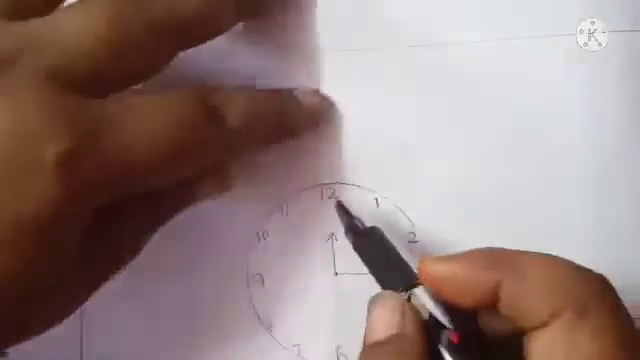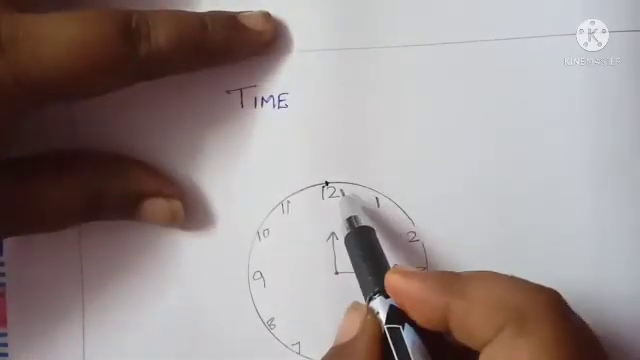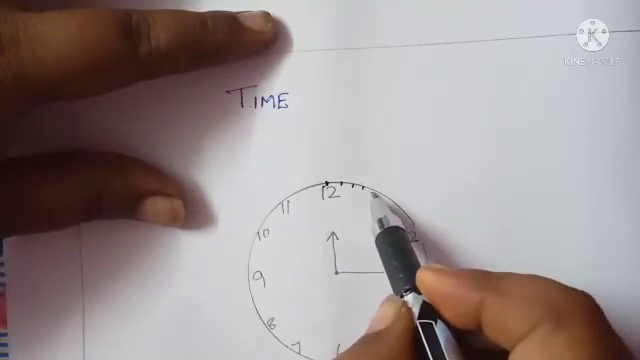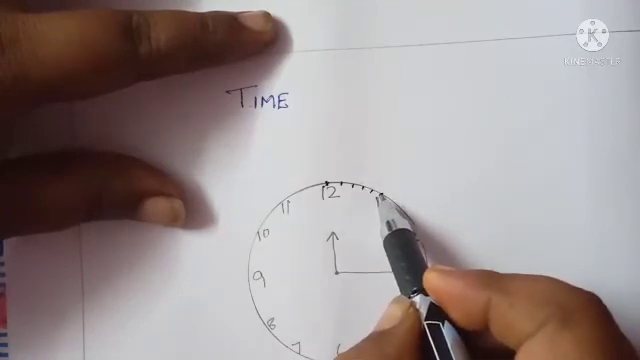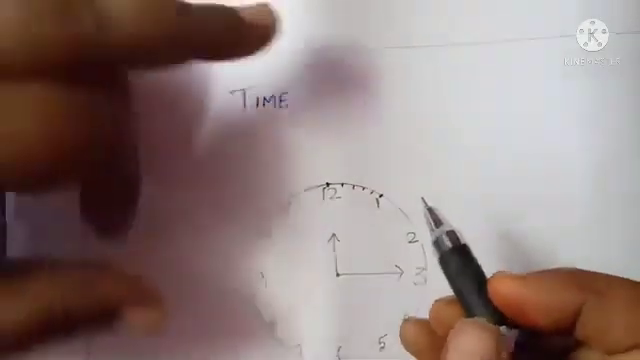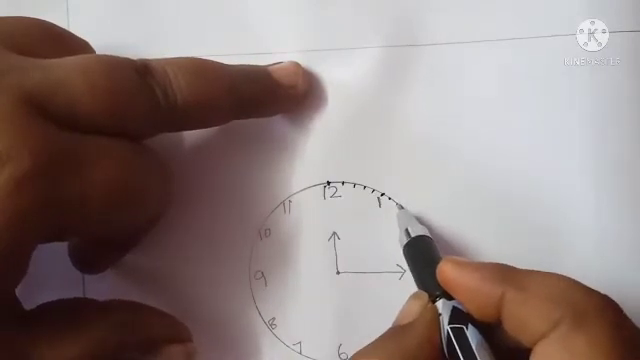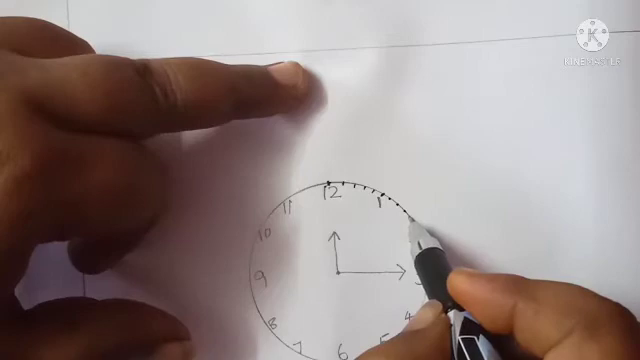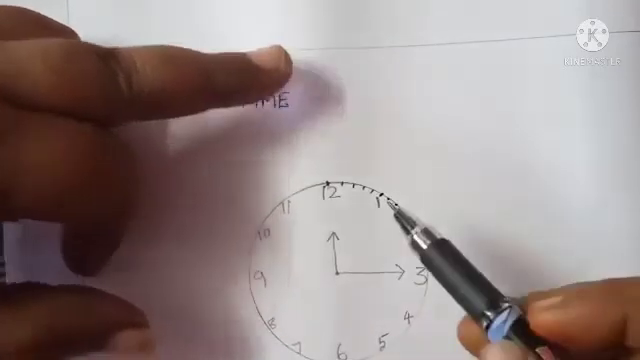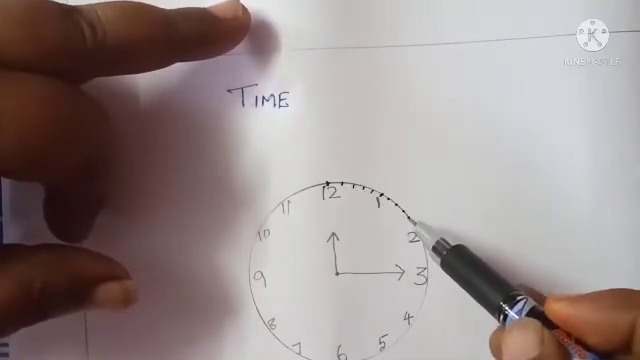So I show here. First it starts at 12 hours. Next it moves 1, 2, 3, 4, then 5 reaches the number 1. Then next it moves 1, 2, 3, 4, 5. That is 10 minutes. So count the numbers 1, 2, 3, 4, 5, 6, 7, 8, 9, 10.